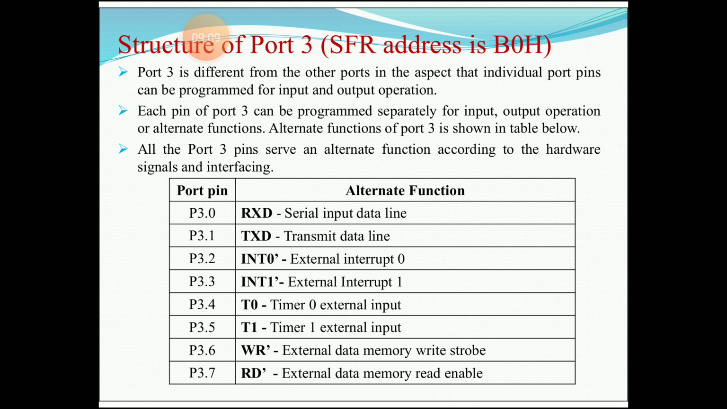Port 3.0 can be used as the RxD pin. This pin is used to receive data from the external interfacing. The P3.1 pin is used as the TxD line. This line can transmit data to the external device for serial communication. So that is P3.0 and P3.1. These two pins are used for serial communication operation.